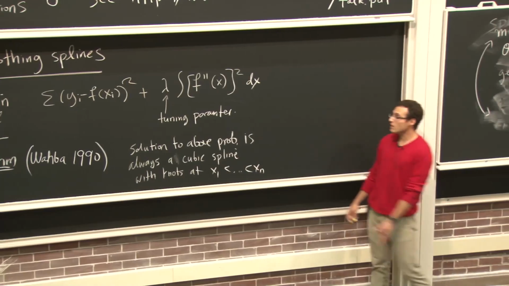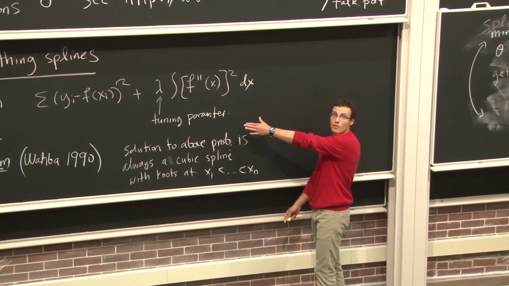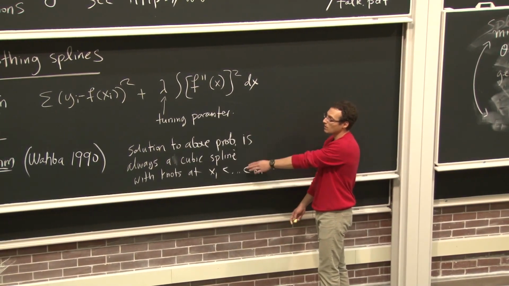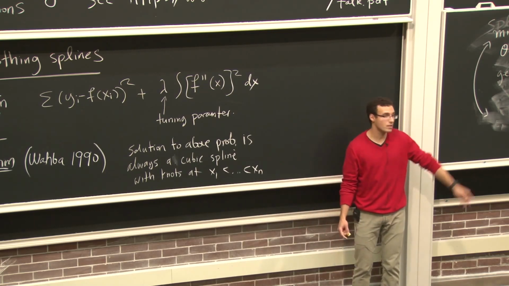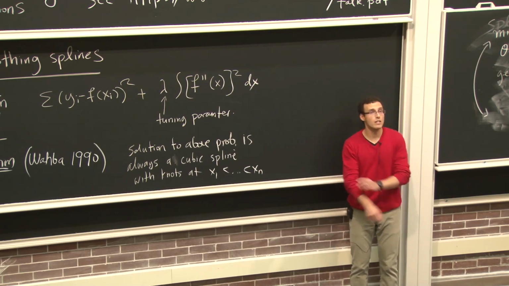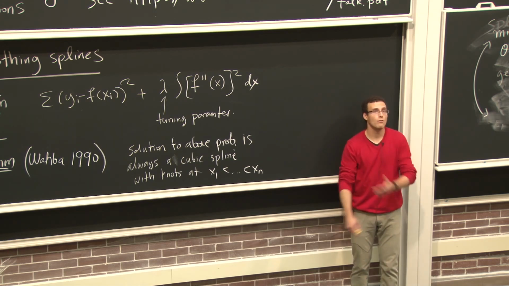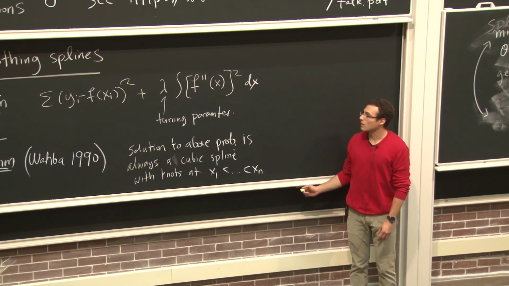There's actually a unique solution to this problem for any positive value of lambda, and that's a cubic spline with knots at the data points. It's a very beautiful result. And the proof of that is actually in the notes that I put up there. It's just integration by parts. It's about half a page long. So it's a very elegant proof as well.